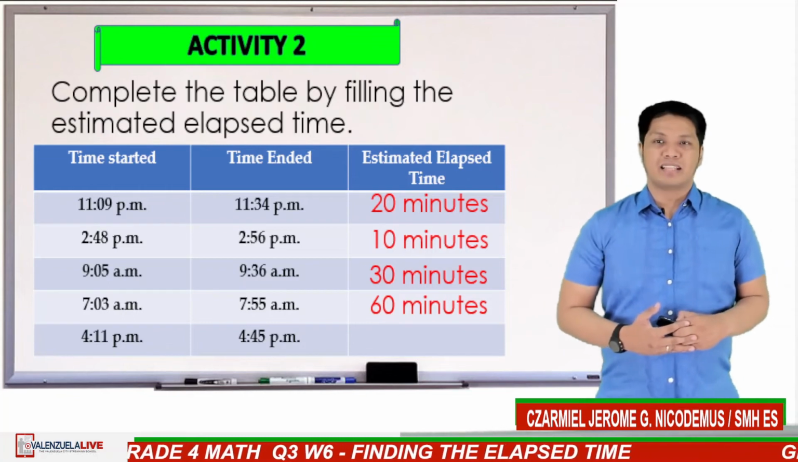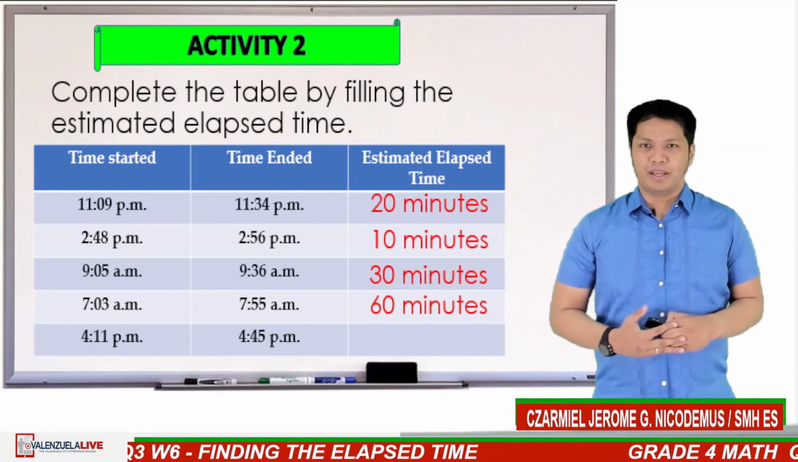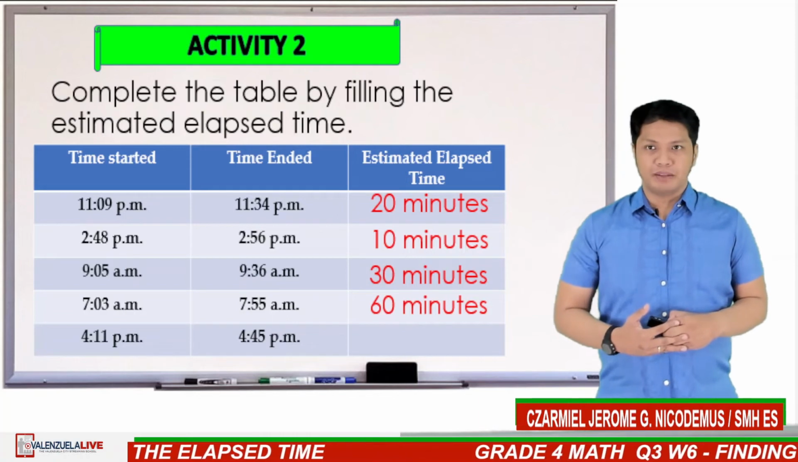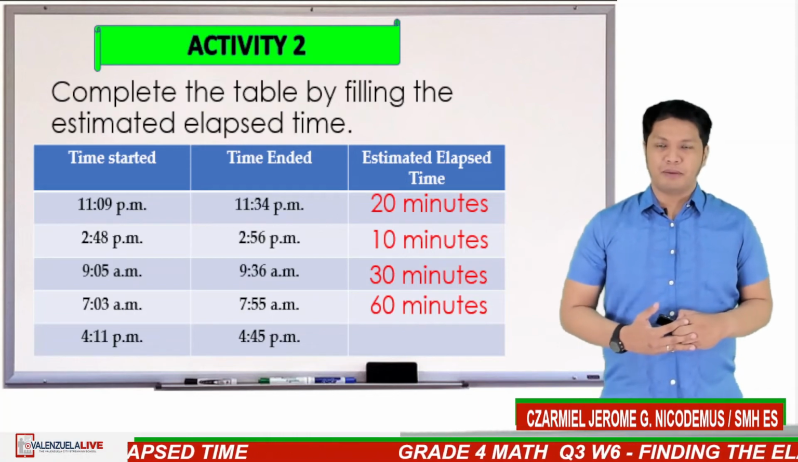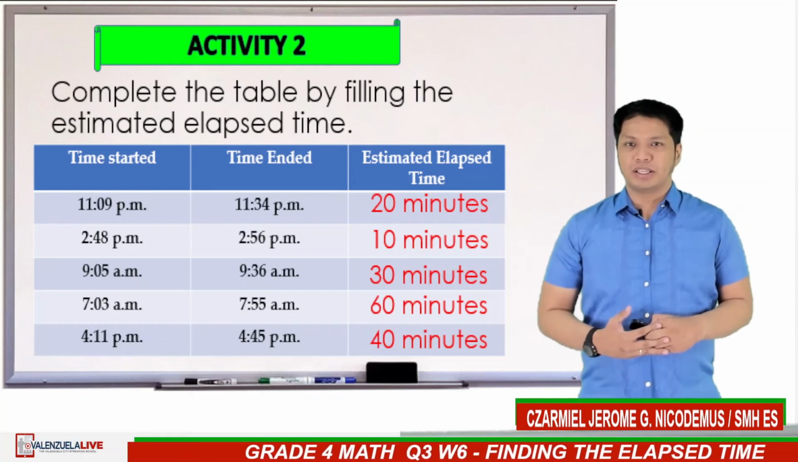Last, the time started is 4:11 p.m. and the time ended is 4:45 p.m. 4:45 p.m. will become 4:50 and 4:11 p.m. will become 4:10. So the estimated elapsed time is 40 minutes.